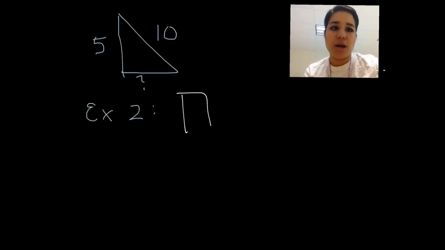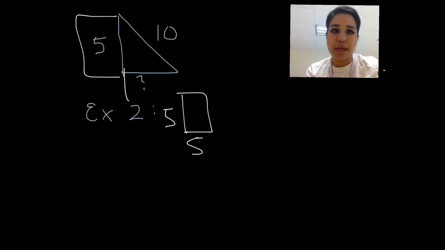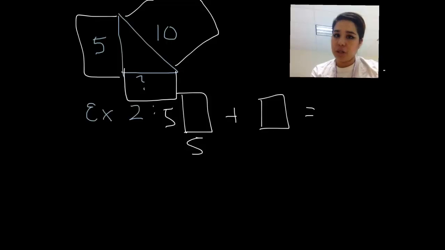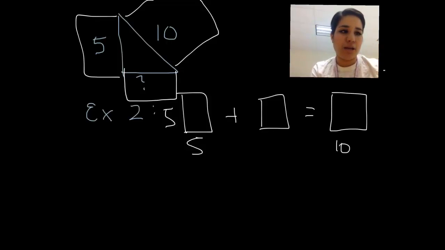We have square A, which is going to be this one. It's going to be a 5 by 5. And then I have square B, which is this bottom one. I don't know it, but I'm still going to draw it. And then I have square C, which is the one up here, and we do know that side. It's a 10, so this is a square that's a 10 by 10. Okay, so let's go ahead and find the area of those that we can.